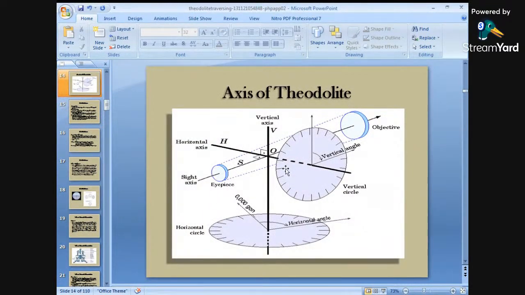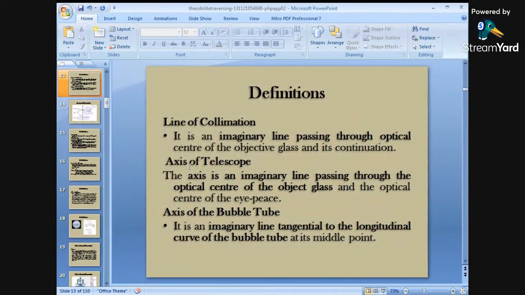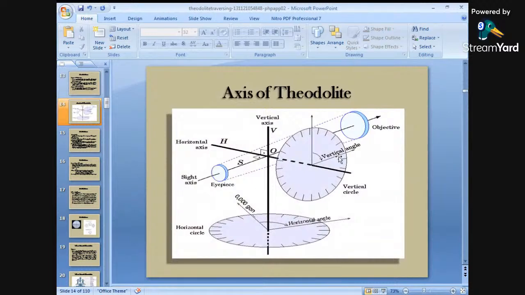In this diagram you can see that this is your telescope, and the line which is passing from the center of your telescope is called your line of collimation. After that, there is axis of the telescope. The axis is an imaginary line passing through the optical center of the object glass and the optical center of the eyepiece. It is similar to your line of collimation. You can see that this is your object glass, this is your eyepiece. So the imaginary line which is passing from the center of the eyepiece and the object glass is called the axis of your telescope.